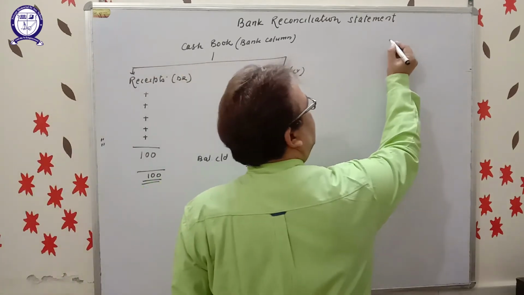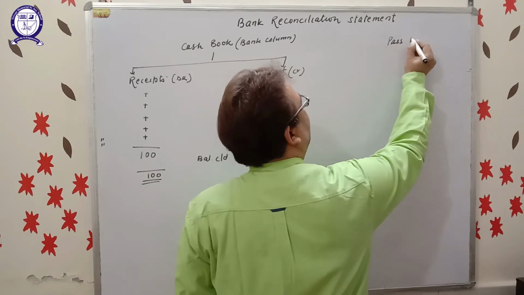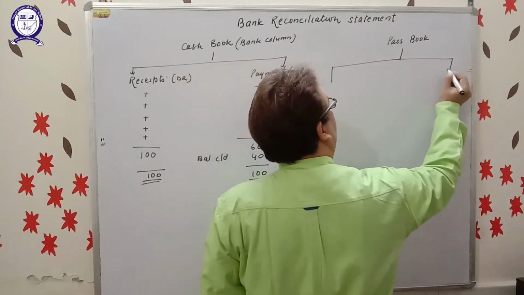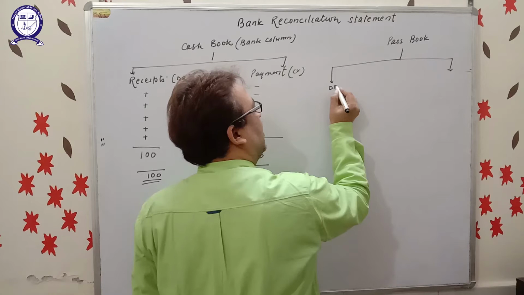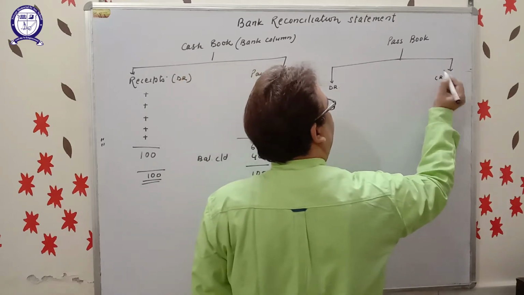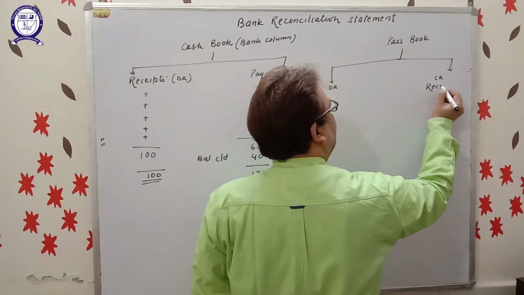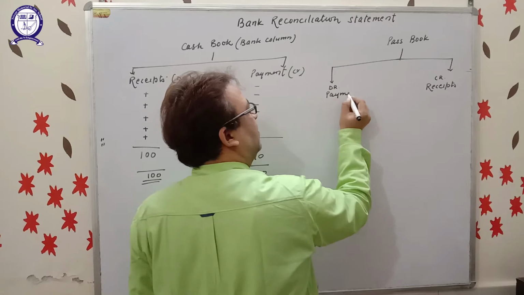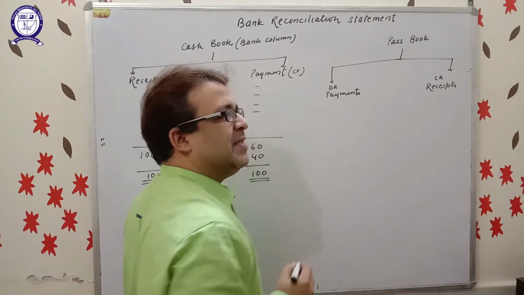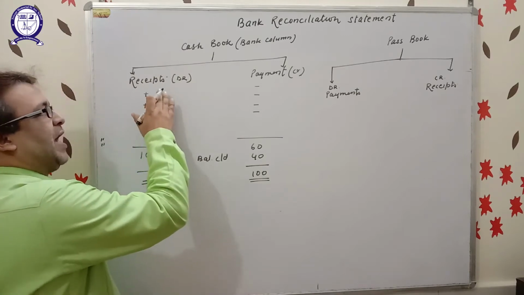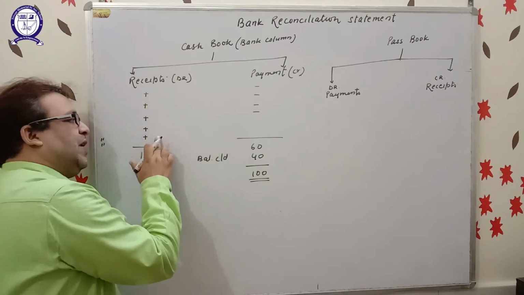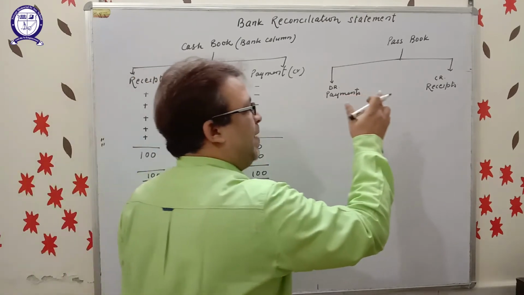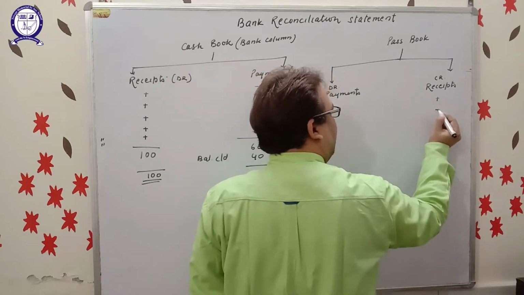On the other hand, the bank also prepares our account, named the passbook. Two sides are there as usual, debit side and credit side. In the passbook, the credit side is the receipt side and the debit side is the payment side. When we deposit some check or cash in our bank account, we record it in the debit side of the cash book. On the other hand, the bank records it in the credit side of our account.